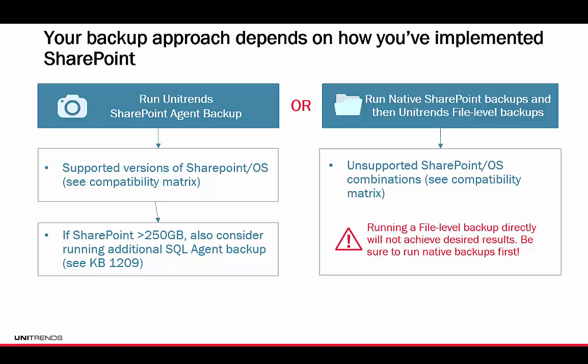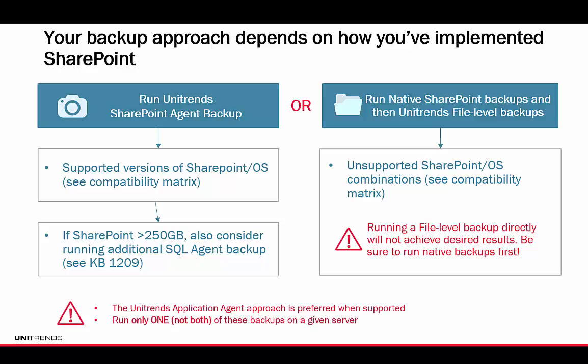Once again, check to make sure if you have an unsupported version of SharePoint and OS combination, you're going to use that compatibility matrix. If you have something that's not supported, you can still do native backups and then run our agent across that asset. Running just file-level backups directly across an asset will not back up SharePoint. It's not going to give you the same results. Make sure you still run a native backup first.